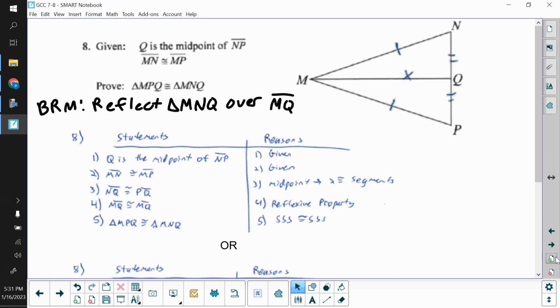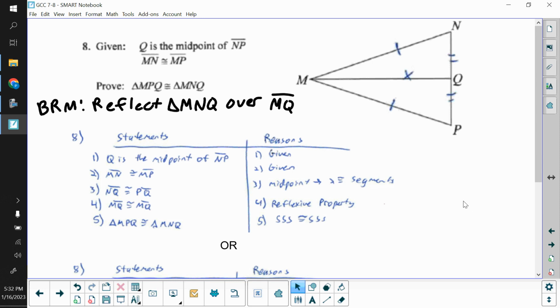Moving over to number 8, there were 2 ways that you could do number 8. Everybody should have had midpoint implies 2 congruent segments to get that NQ and PQ are congruent. So that should be in everyone's proof. And then I'm going to show you the 2 different options. The quicker way is to then just do a reflexive property, get MQ congruent to NQ, and then you have side, side, side congruent to side, side, side.